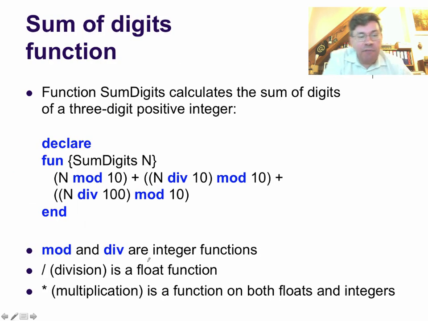So we've defined the function SumDigits, which calculates the sum of the digits in the base 10 representation of a 3-digit positive integer. This uses the mod and div, modulo and division integer functions. There is also another function, the slash, which is a floating point division, takes 2 floats and returns a float. And finally, the multiplication, which is the asterisk, is a function that works for both floats and ints. Give it two floats, it returns a float, and give it two ints, it returns an int.